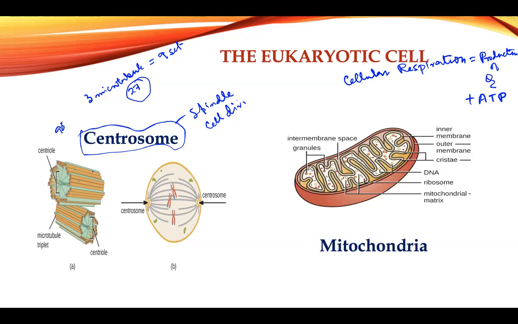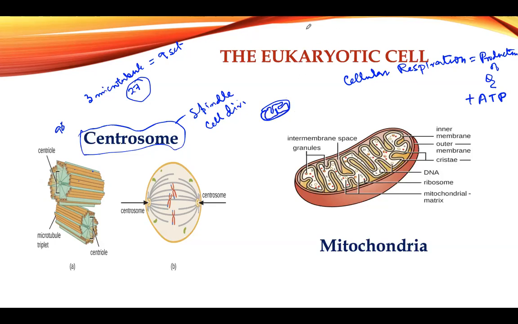So mitochondria, double membrane structure, external membrane and internal membrane. Now the internal membrane is highly folded. You can see these things. This is the internal membrane. So basically, one external membrane, and the internal membrane is highly folded, so as to increase the surface area.